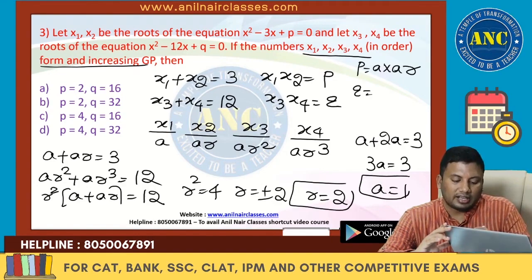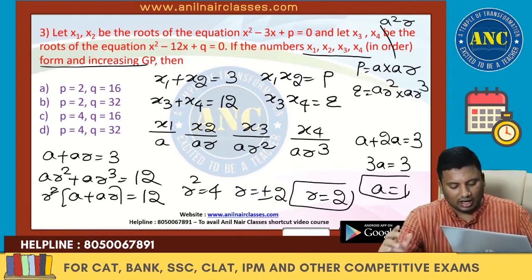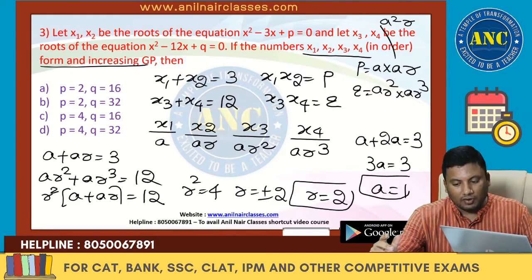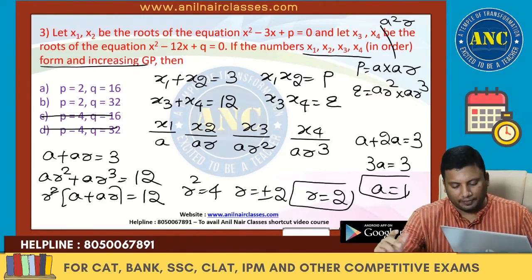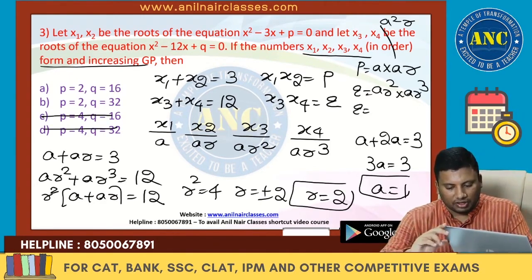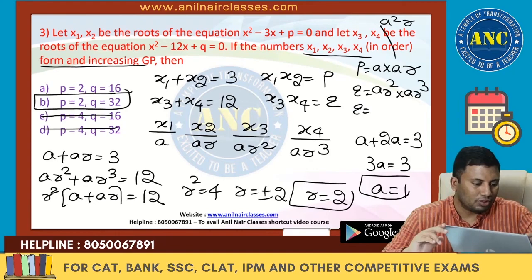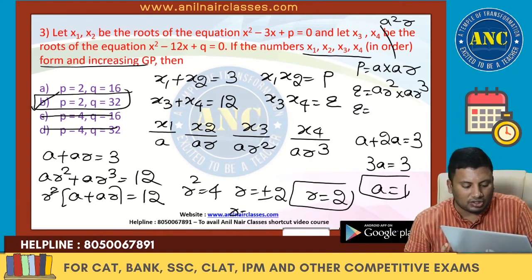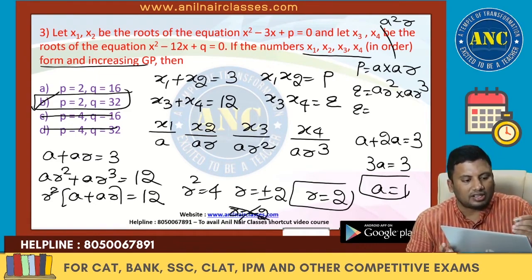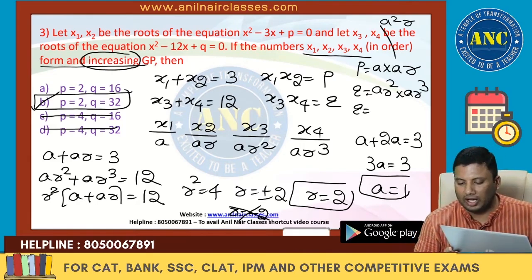What is x3 into x4? Ar square into ar cube, which is a square r to the power 5. P is a square r, which is 1 square into 2, so the p value is 2. Q is nothing but r power 5, 2 power 5, which is 32. So p is 2, q is 32. I have not taken r as minus 2 because the question says it is an increasing GP. I hope the idea is clear.